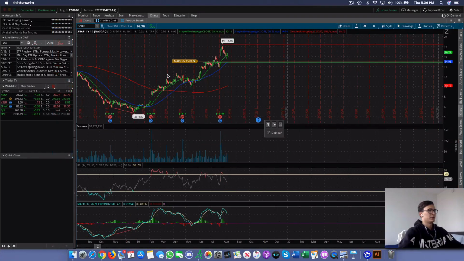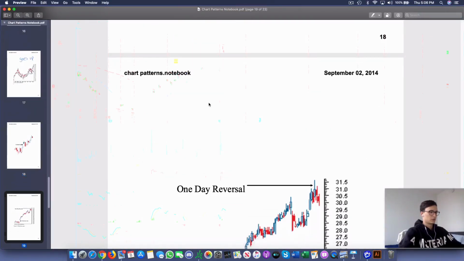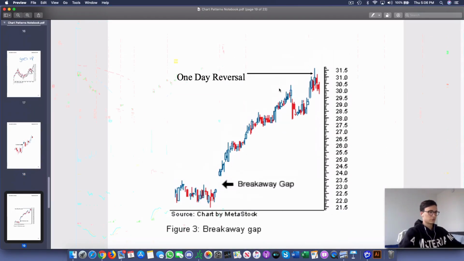It also could happen in a downtrend. So if the stock is downtrending and there's a gap and it gaps down, expect the price to go up sometime in the future to fill that gap again. So yeah, just remember, gaps usually get filled.